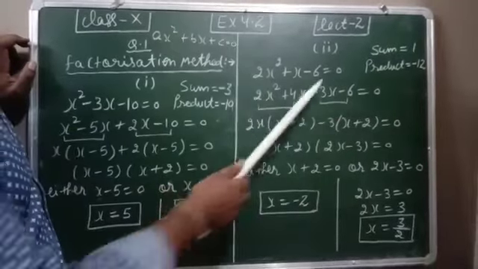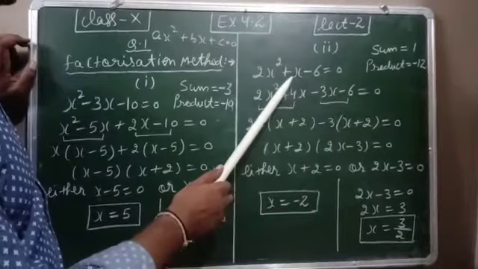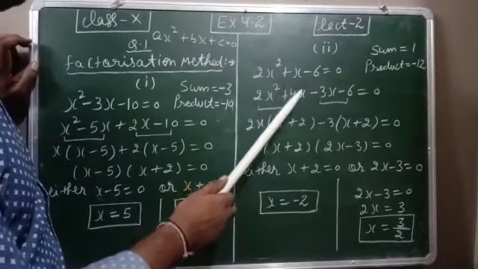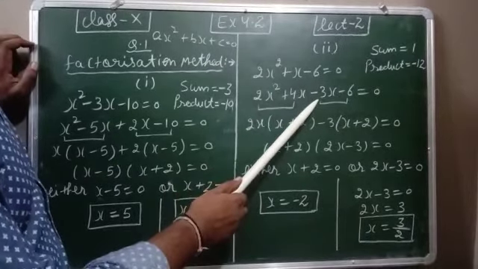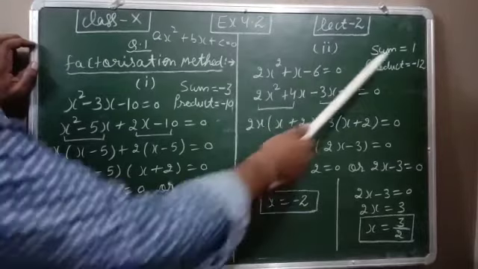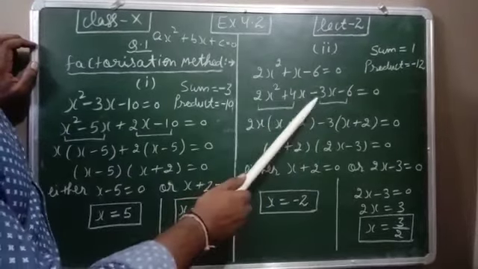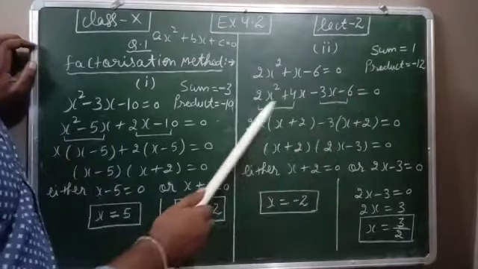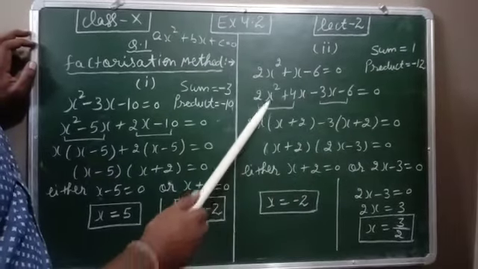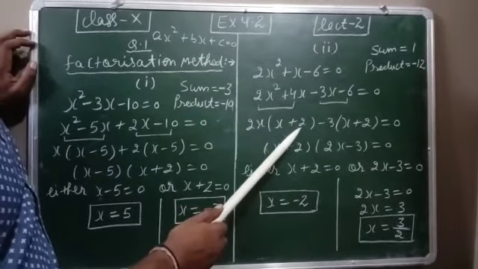So first value as it is, minus 6 as it is. Now factors of these two will be plus 4x and minus 3x. You can check, 4 minus 3 is 1, and 4 multiplied by minus 3 is minus 12. So out of these two, 2x is common. So from here x is left, from here 2 is left.